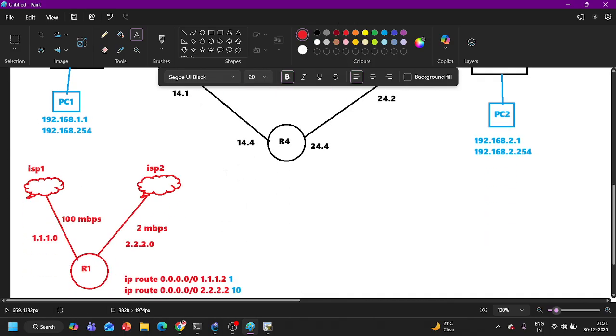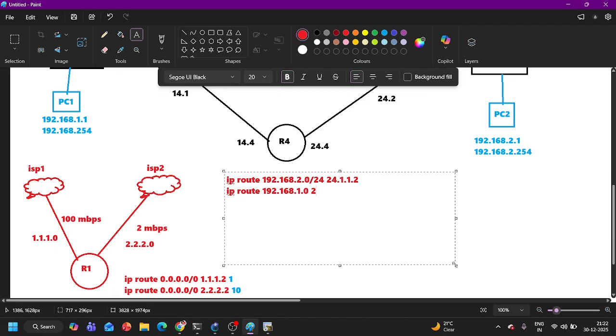And on router number 4, we will have IP route 192.168.2.0, next hop 24.2, and then IP route 192.168.1.0, and next hop 14.1. That's it.